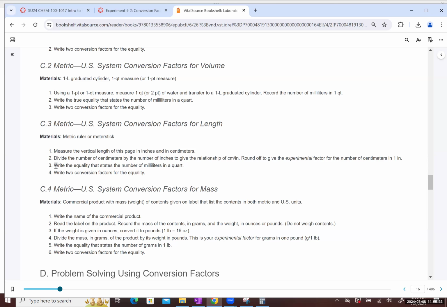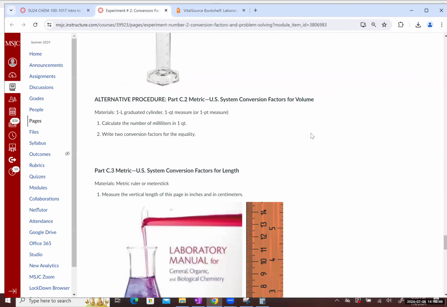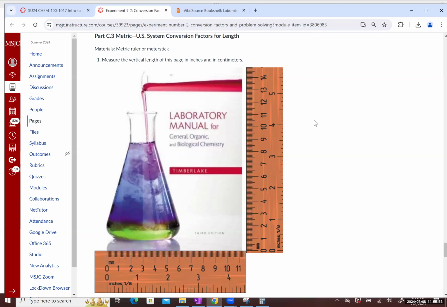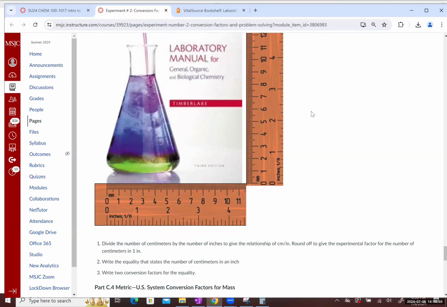Now, it appears the lab manual has a typo. We're asked to write an equality not for milliliters in a quart, but for centimeters per inch. We're then going to write 2 conversion factors for the equality. So let's take a look at the Canvas page, as that contains all of the data that we're going to be using.